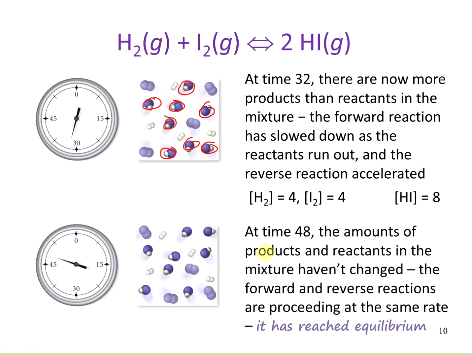At time 48, the amounts of products and reactants in the mixture haven't changed. The forward and reverse reactions are proceeding at the same rate. Thus, the reaction has reached equilibrium. So let's see, we have 1, 2, 3, 4, 5, 6, 7, 8 HI. So we haven't changed the amount of HI in there.